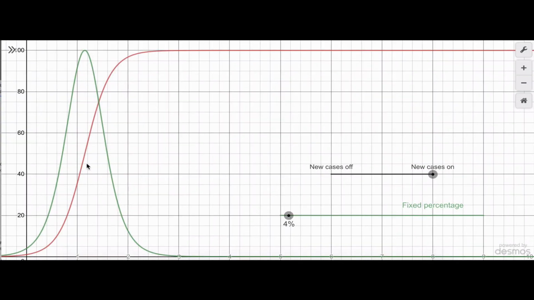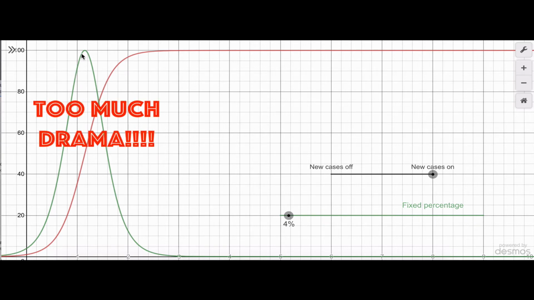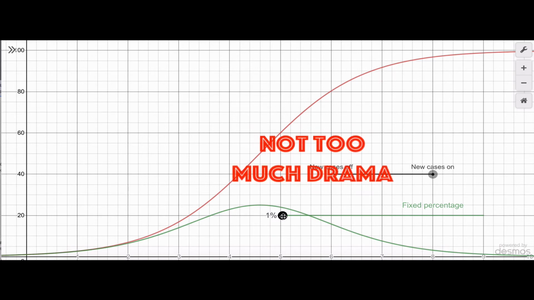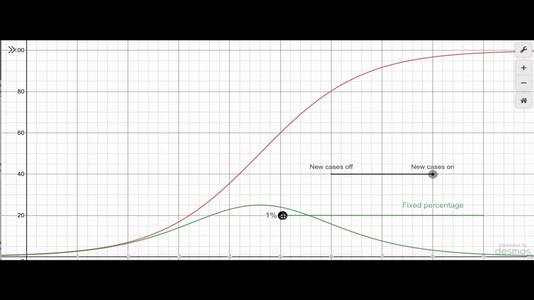Here's that 4% curve again. You notice that we've got a very high peak. A lot of people are spreading the rumor. The rumor ICU is full. There's lots and lots of drama as lots of people know the rumor. But when we move back to 1%, there's not a lot of drama. The peak is not that high. The drama is spread out over many days.